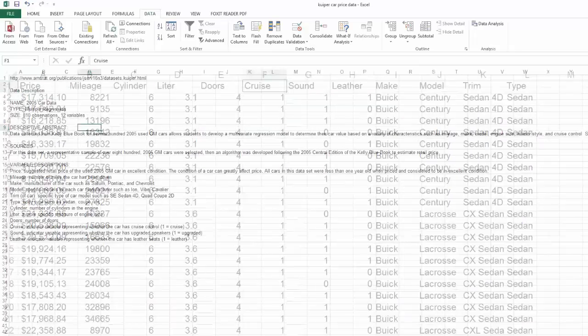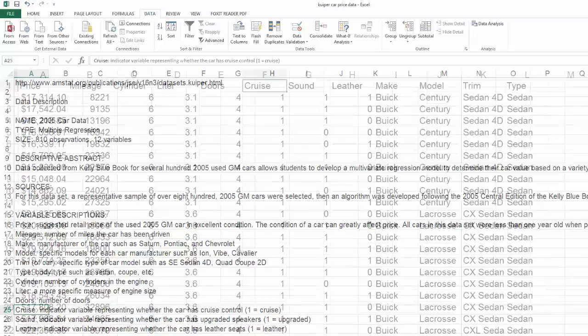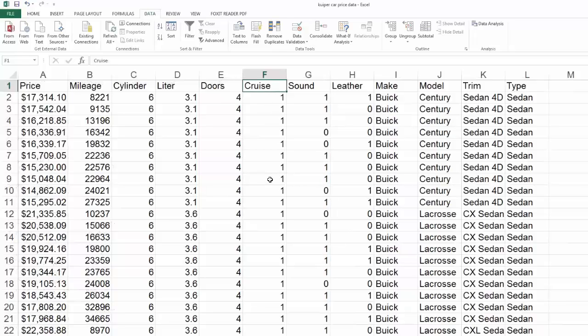Let's see here. On this Excel sheet that I have, some of these variables might not make a whole lot of sense. So I've got the cruise variable here, and it gives a little description of it. This is an indicator variable representing whether the car has cruise control. If you look at the data, it just has a 1 or a 0. It does show a 0 sometimes. So there's some zeros here.